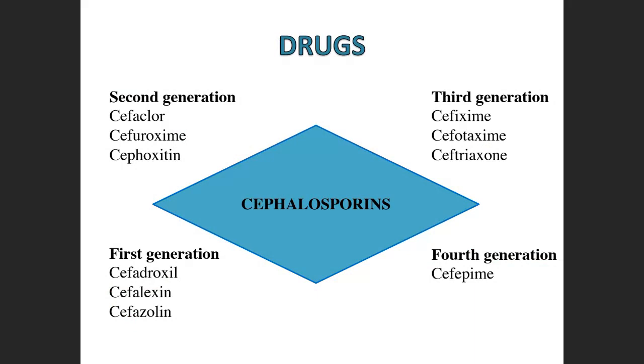The next class of drugs we are discussing is cephalosporins. Cephalosporins are divided into 4 different generations: first, second, third, and fourth generation. These drugs have been designed based on their activity and effect. And almost all of these cephalosporins can be given orally.